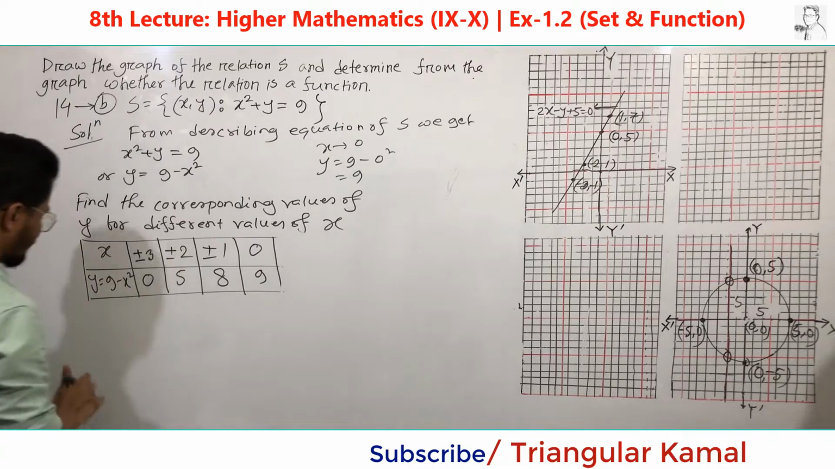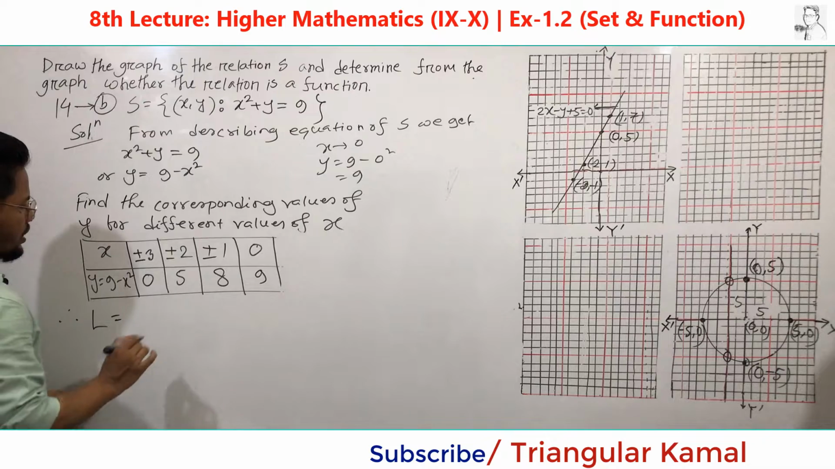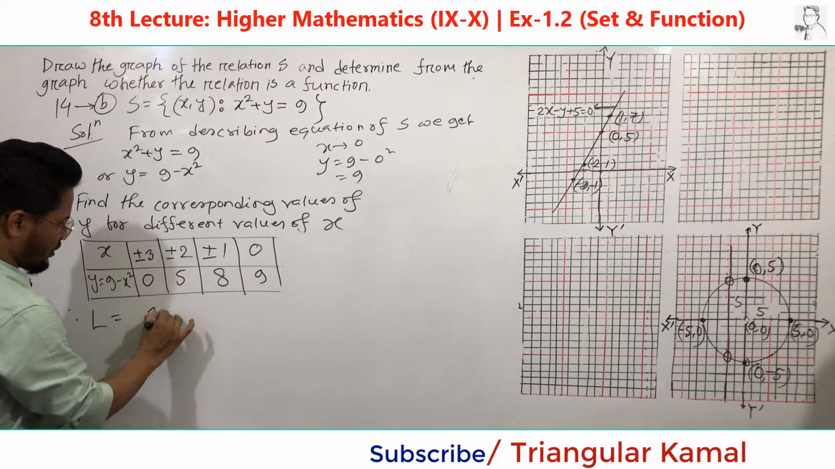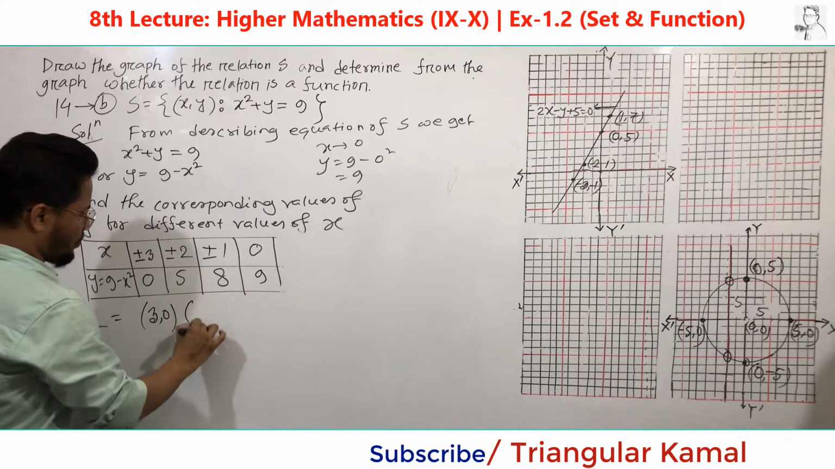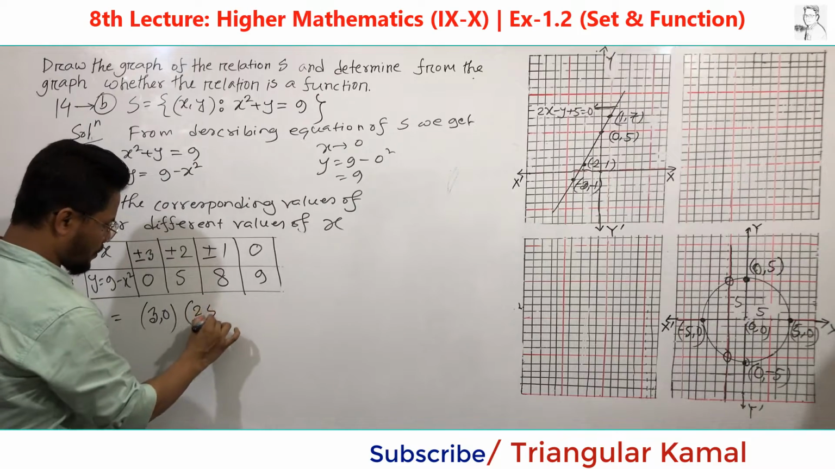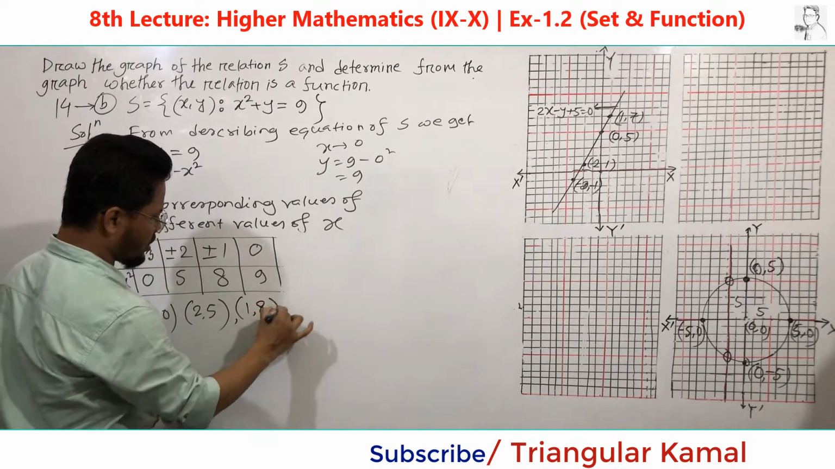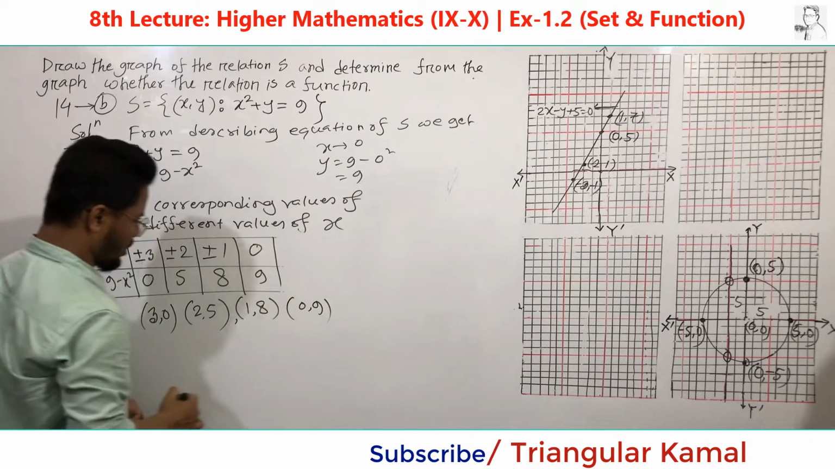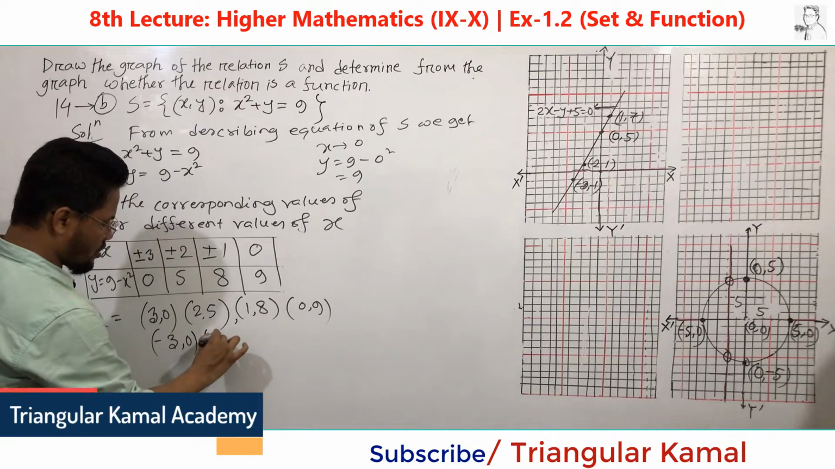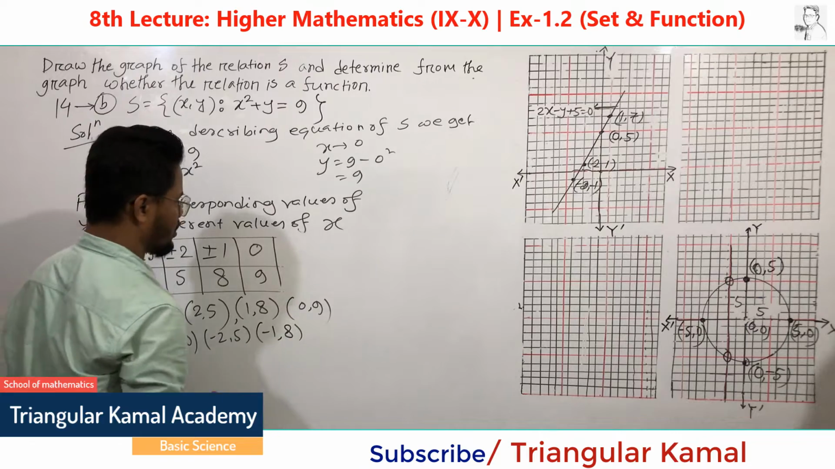So now considering all points: plus 3, 0, and plus 2, 5, and 1, 8, 0, 9. Then again minus 3, 0, minus 2, 5, minus 1, 8.